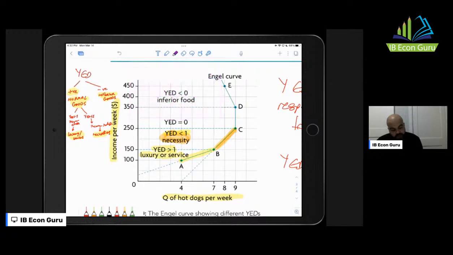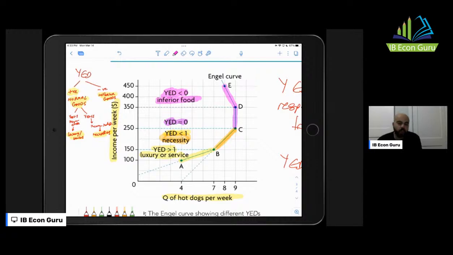If the Engel curve is completely horizontal, that means YED is 0. Demand does not respond to changes in income. And if the Engel curve is negatively sloping, this portion here from D to E, that means income elasticity of demand, YED, is negative. Less than 0 means negative, and this is an inferior good.